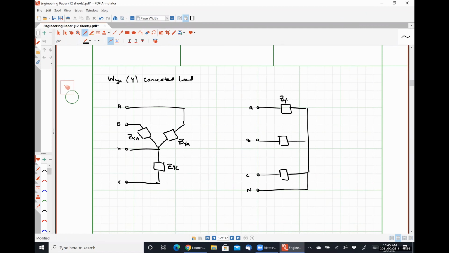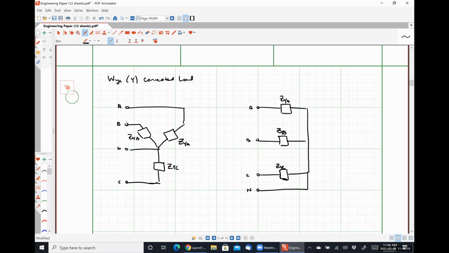Where we have ZYA, ZYB, and ZYC. One thing that I want to point out is that these impedances ZYA, ZYB, and ZYC need not be identical to each other, okay?